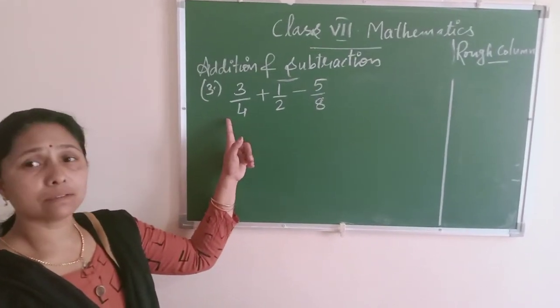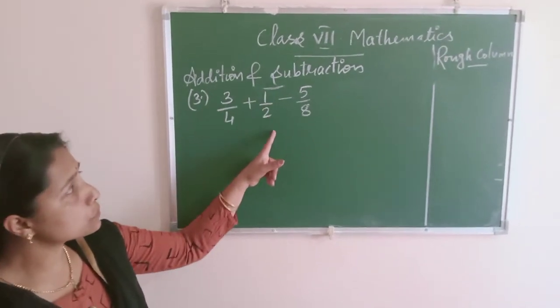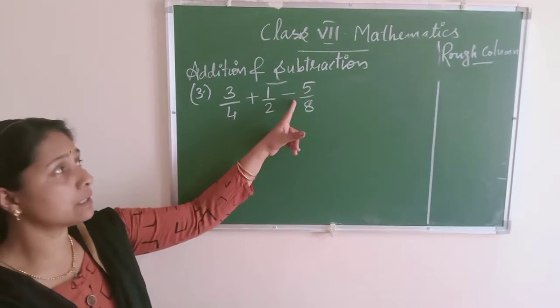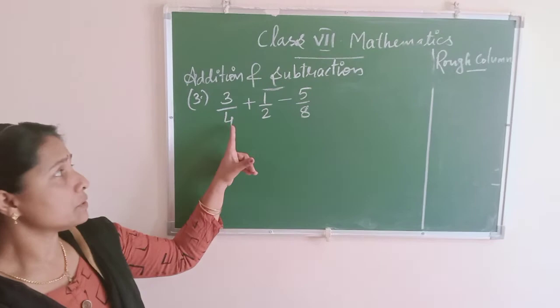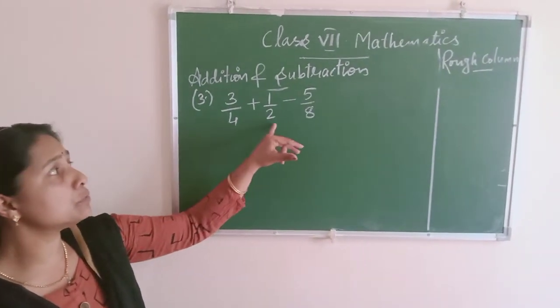Let me explain the third question. Here I have written one question, 3 upon 4 plus 1 upon 2 and minus 5 upon 8. 3 fractions, 2 additions, and the third one is subtraction here. Here also the steps are the same. You have to find the LCM of the denominators. Here the denominators given are 4, 2 and 8.